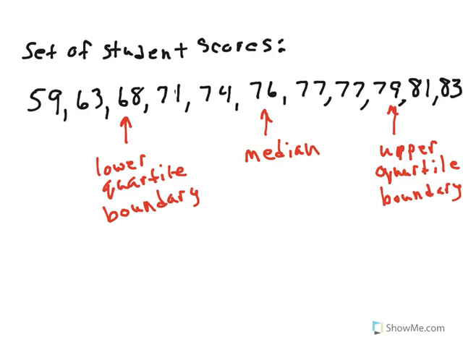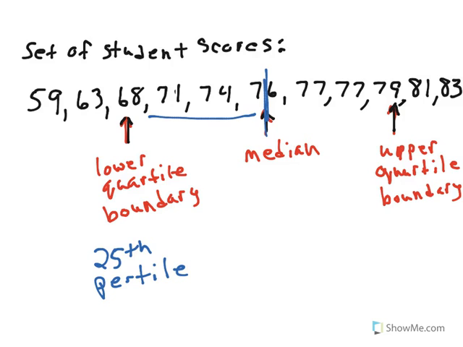For example, in our set of students' scores, we found that the lower quartile boundary was 68, our upper quartile boundary is 79, and our median is 76. So our lower quartile boundary is also our 25th percentile. The middle, which is our second quartile boundary, is our median, and that is our 50th percentile.